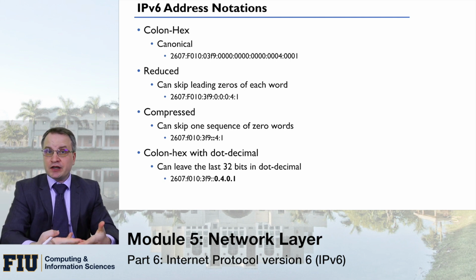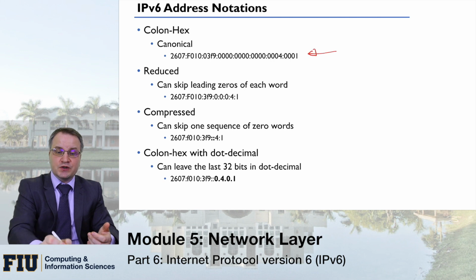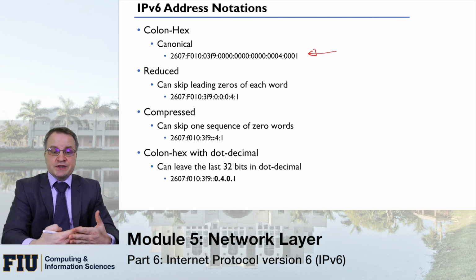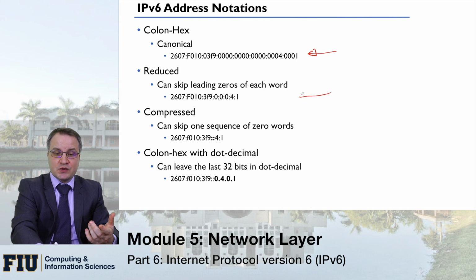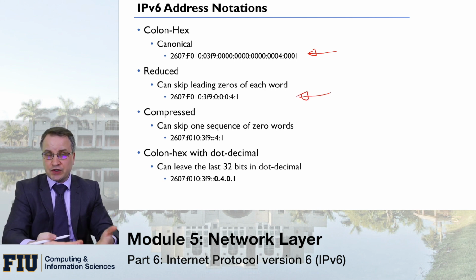For example, in the canonical way, you simply represent every word, or every 2 bytes, of the IPv6 address as a hexadecimal number, and then separate them with colons. This is what you see as the first way of representing the address. What can be simplified a little bit is that you can omit all those leading zeros, and this way you can compress the amount of data you're encoding if your IPv6 address has too many leading zeros. So that's one way of optimization.